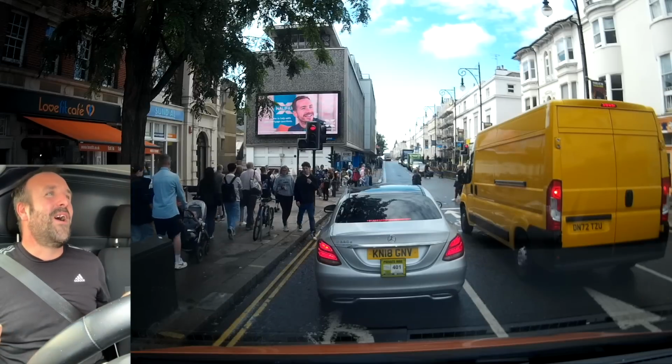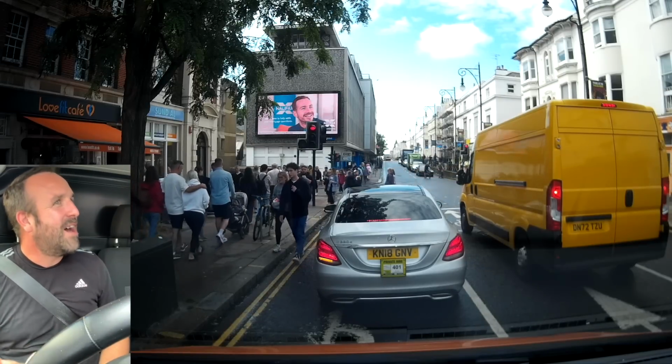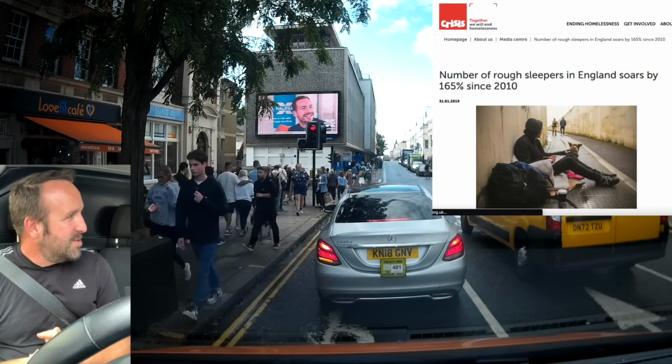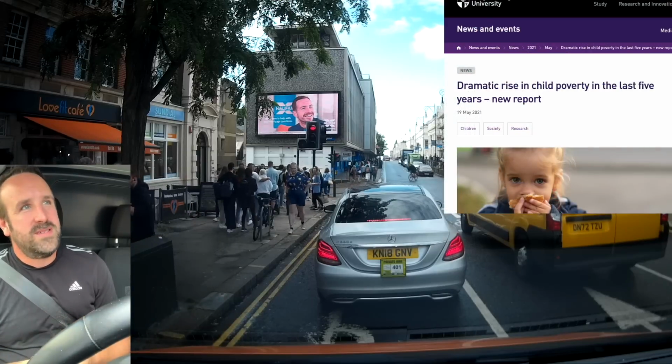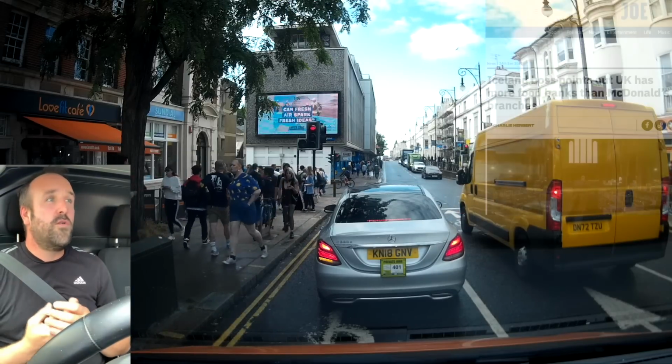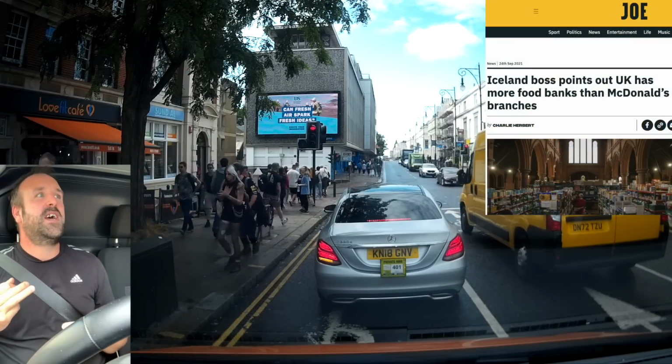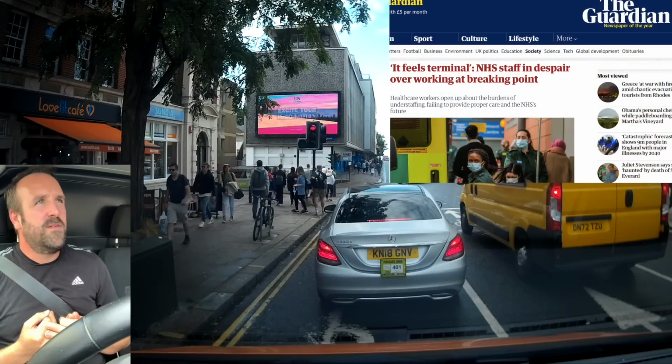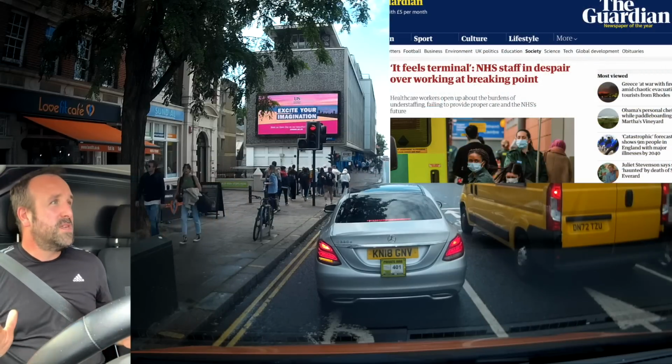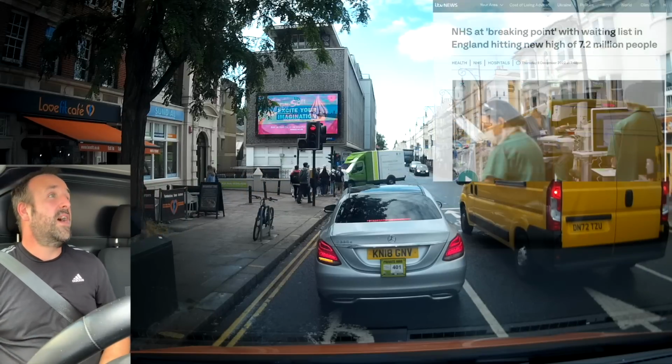I'm trying to be unbiased, but I'm just saying the facts. We've got more homelessness than we've ever had before. We've got more poverty than we've ever had before. We've got more food banks than we've ever had before. The NHS is in massive decline, with opinion polls at their lowest, with waiting times at their highest.